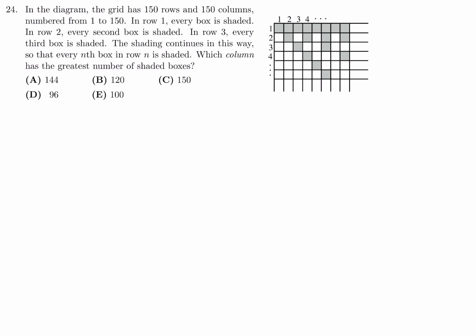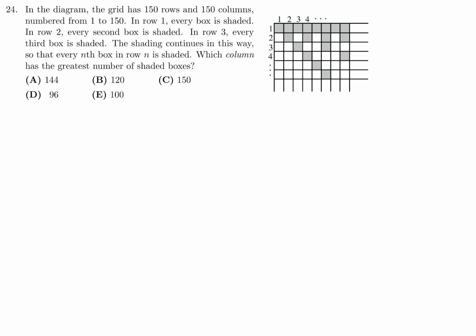In the diagram, the grid has 150 rows and 150 columns, numbered 1 through 150. In row 1, every box is shaded. In row 2, every second box is shaded. In row 3, every third box is shaded. The shading continues in this way, so that every nth box in row n is shaded. Which column has the greatest number of shaded boxes?